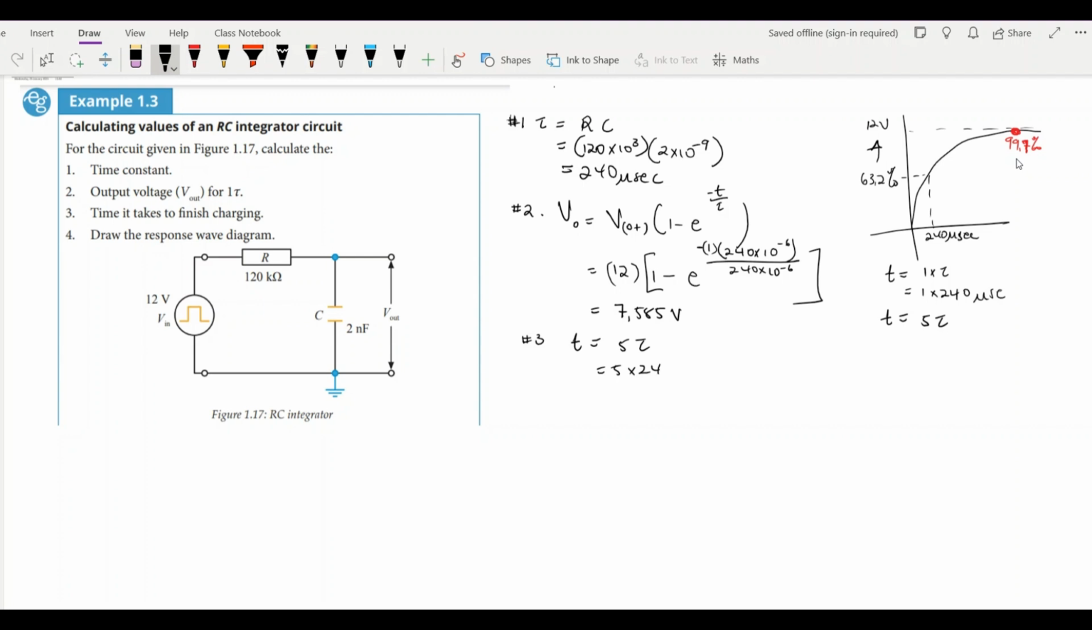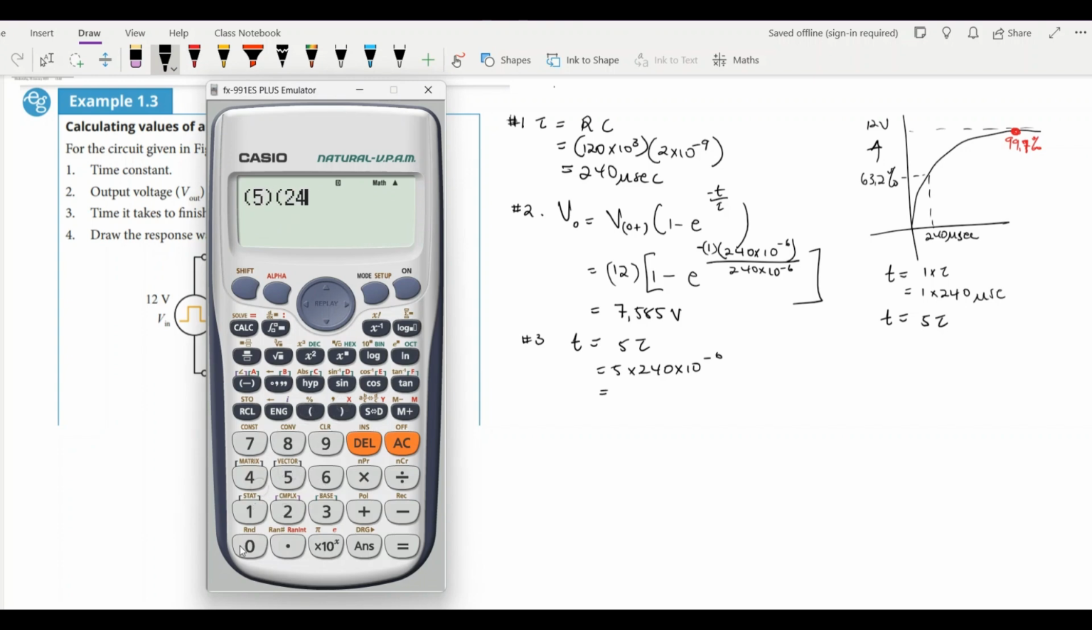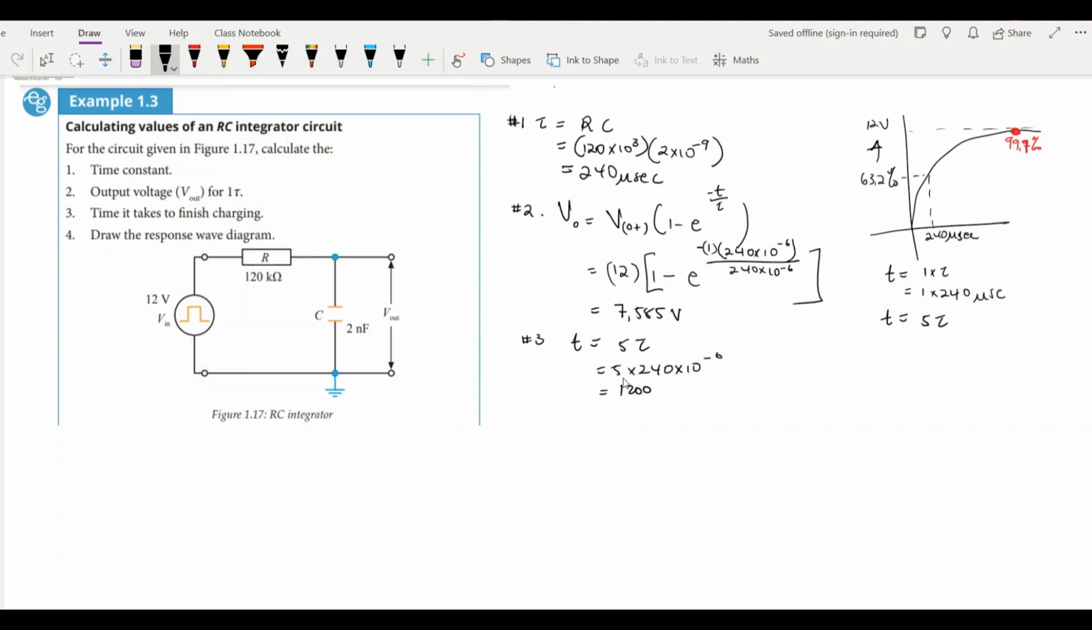This will be equal to 5 × 240 exponent -6. You punch that in your calculator, 5 × 240 exponent -6. This should give you 1200 microseconds, pardon me. The capacitor will be fully charged at 1200 microseconds, right? It will reach 63.2% at 240 microseconds, and it will be fully charged right here at 1200 microseconds, right? And the last question says draw the response waveform.